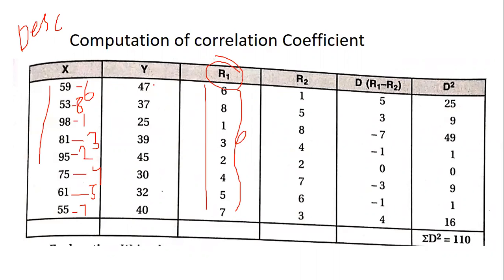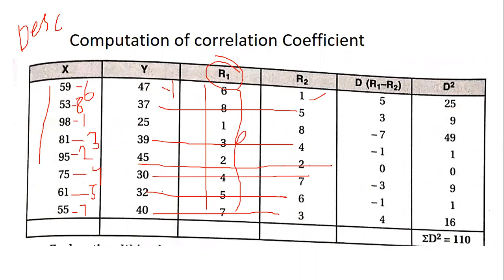Then similarly for Y, which is R2. Now which is the highest number? 47 is the highest number, so first rank. Then we have 45, so that will be second rank. Then 40 is third rank. Then 39 is fourth rank. Then we have 37, then 32, 30, 25. So we have 8 ranks. The number of data that we have is 8, and totally 8 ranks are given to the data. Now after this, the next step is to find the difference between the ranks.